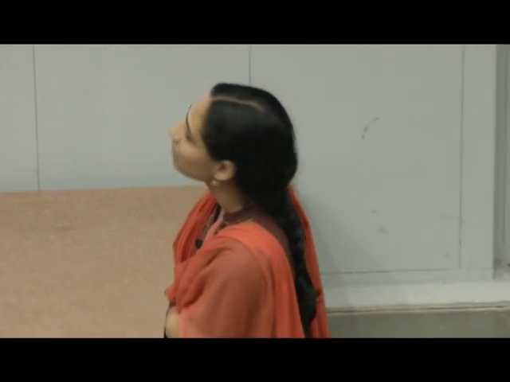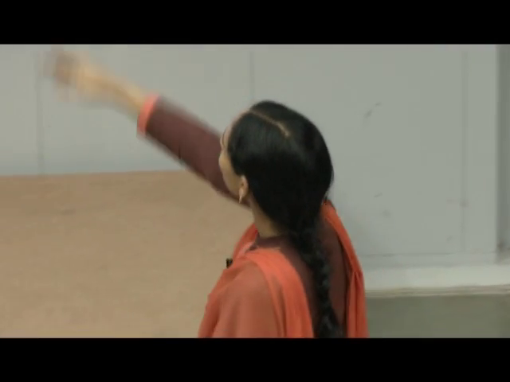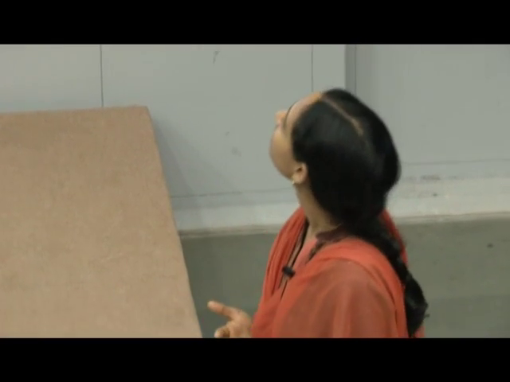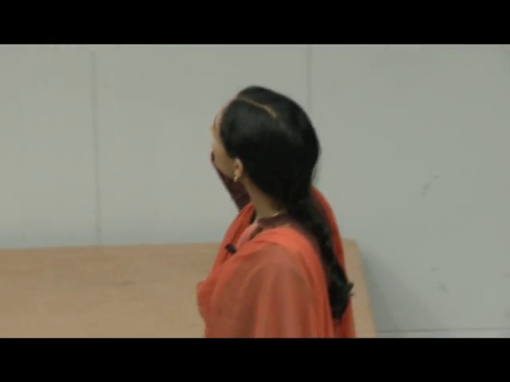Now, student performance. Well, there is just one sample, so whatever I tell you can easily be dismissed, but still I will give the data. I have taught this course in spring 2012 as well as fall, which is the previous semester. The average marks have increased, and maximum marks have also increased. The number of people who scored more than 80 marks out of 100 went from 9 to about 12. I don't know what to make of it. Maybe it's because I'm teaching it the second time. There are many possible causes. Maybe this batch was great, or maybe I put in more effort, which I did, or maybe the flipped classroom model really helped.